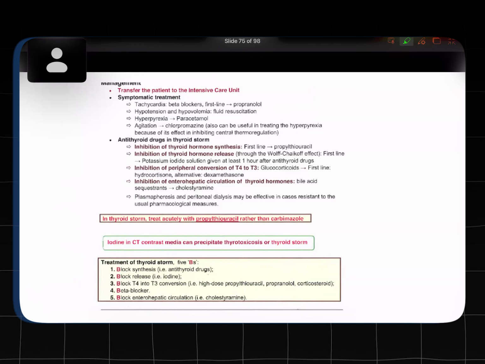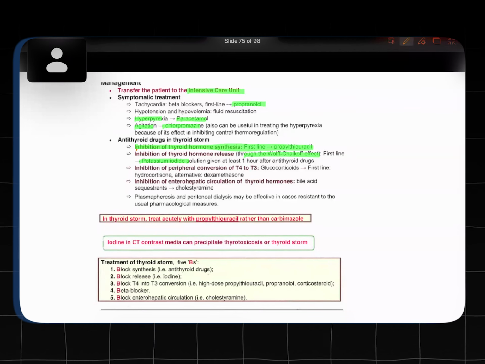In thyroid storm, basically you have to shift a patient to ICU. Rest are same, propranolol. If there is a hyperpyrexia, paracetamol. If there is agitation, sedate the patient. You can use chlorpromazine or anything else. And then inhibition of thyroid hormone synthesis is first and now is propylthiouracil. You can also use potassium iodide, which, through the Wolff-Chaikoff effect, will inhibit the thyroid hormone release.